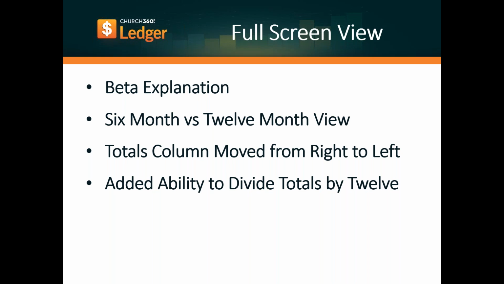You notice that when I went into Ledger, the screen looked probably exactly how your screen looked. It had the 6 months, it had the totals column on the right hand side. It was pretty plain, pretty consistent, hopefully with what you have at your church. The next site we're going to go into is our beta site. And beta is simply a name we use around here to explain the site that we use for testing.